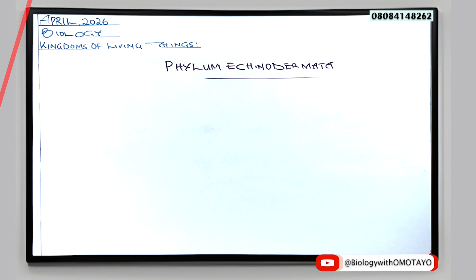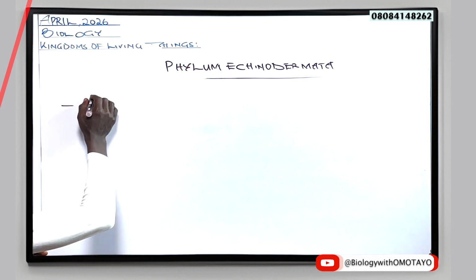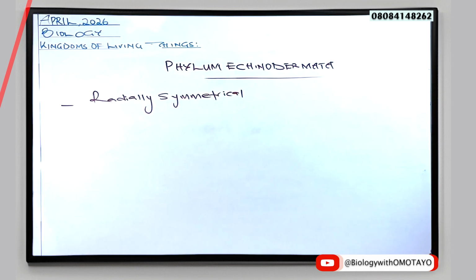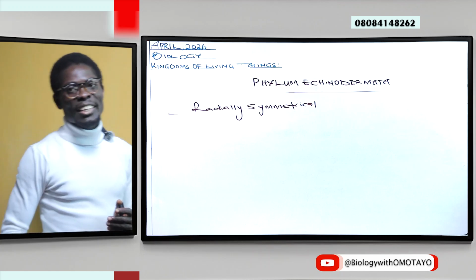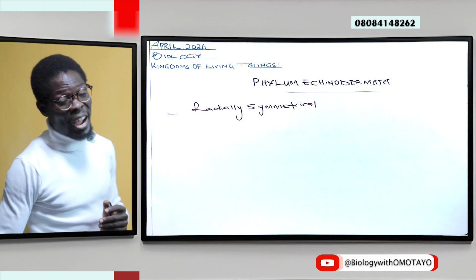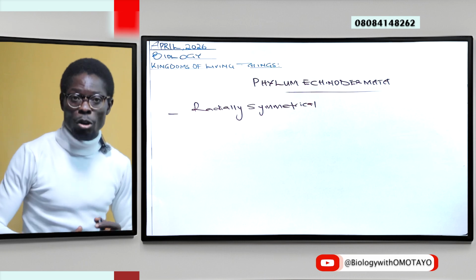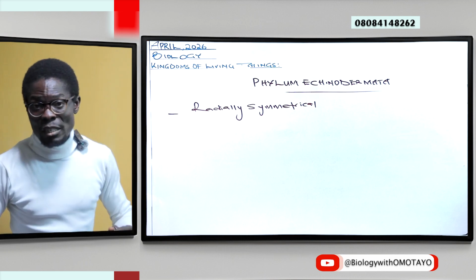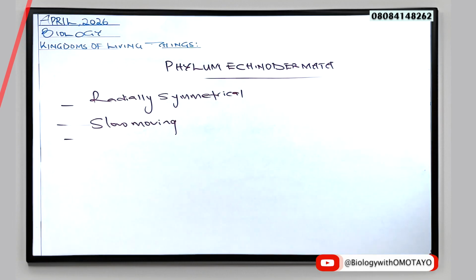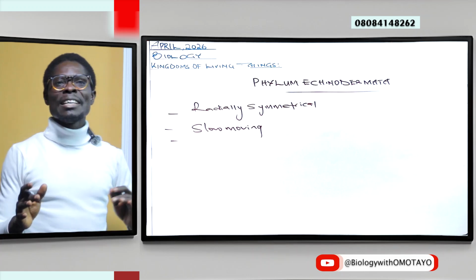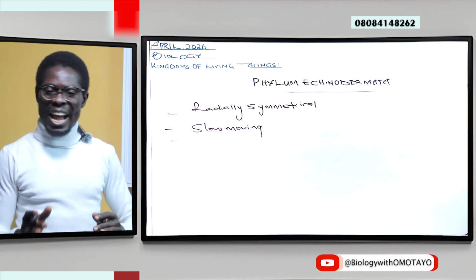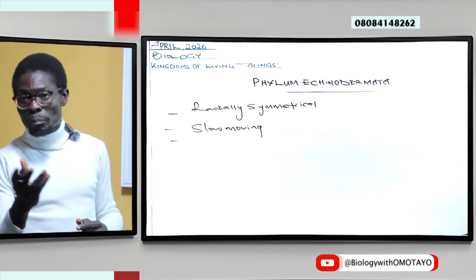Organisms here are radially symmetrical. They have a radially symmetrical body. They are slow-moving organisms, in fact always found at the ocean floor, or what we call seabeds. Also, these organisms have no distinct head, no head and brain.